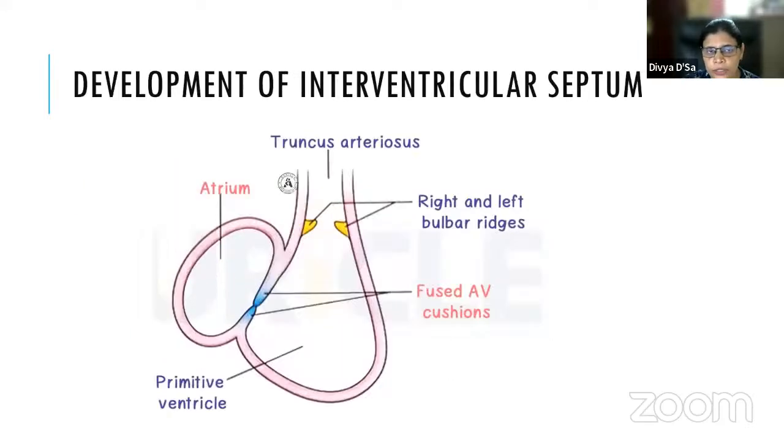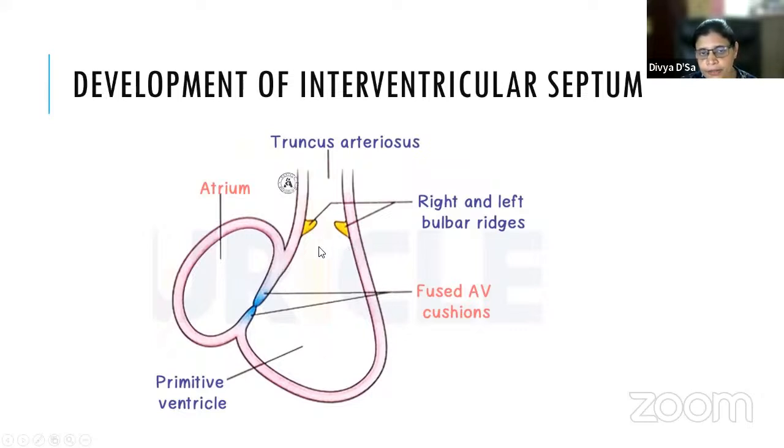So now, how does it develop? Coming to the stages or steps of development. This is a sagittal section which we have taken. This is the common ventricular chamber. So the first thing to develop here will be the primitive ventricle.